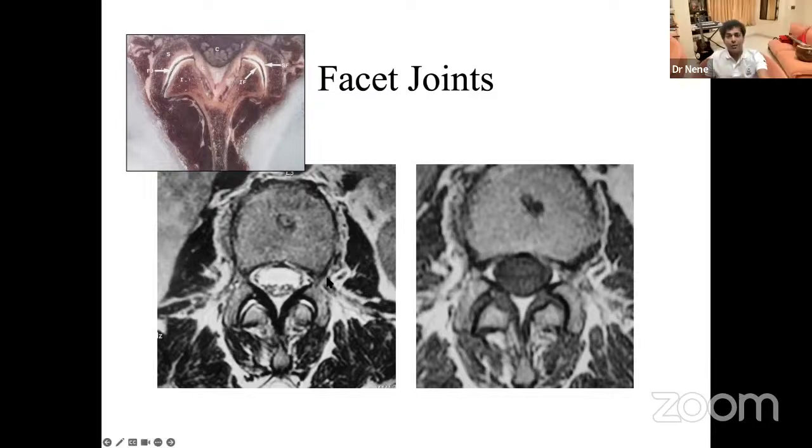So train your eyes to look at how smooth the facet joints look, how thick the facet capsule looks, how much fluid there is in the facet joint, how the cartilage of the facet joint looks, and what the orientation of the facet joint is. So in a nutshell, you should be able to identify stable from unstable facet joints.